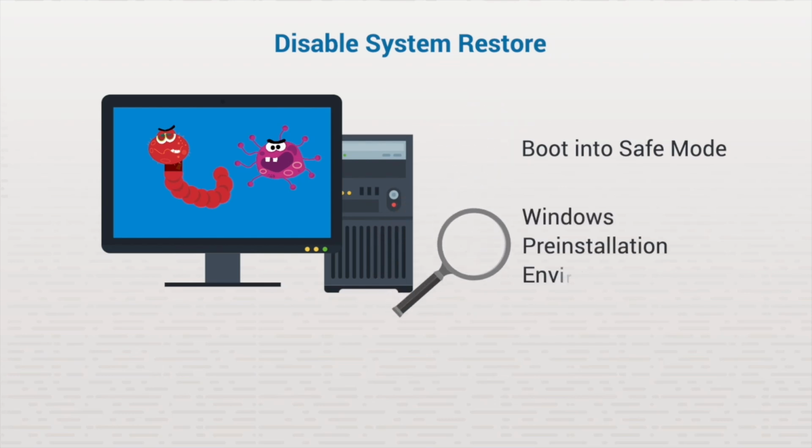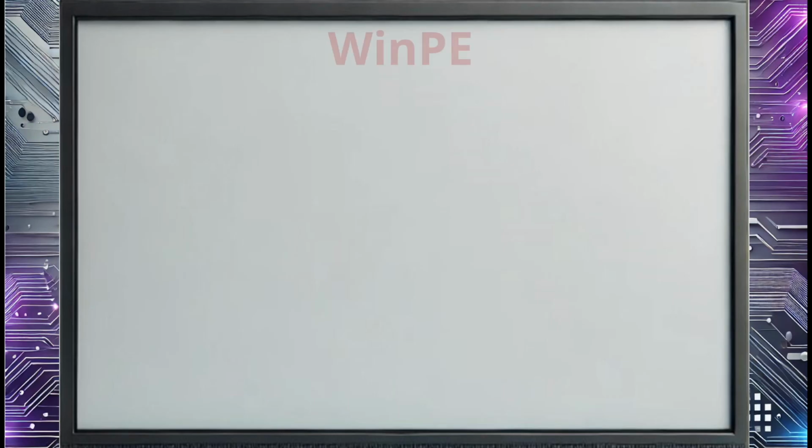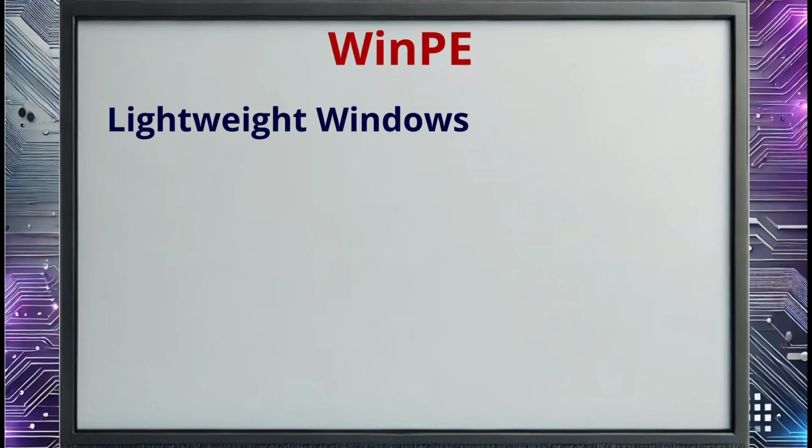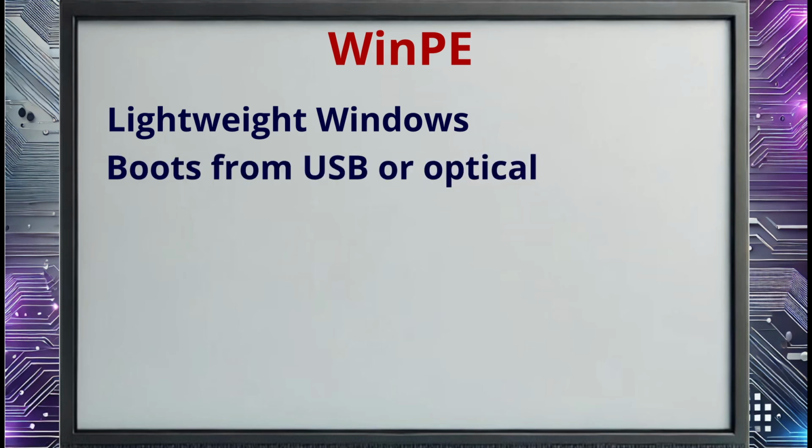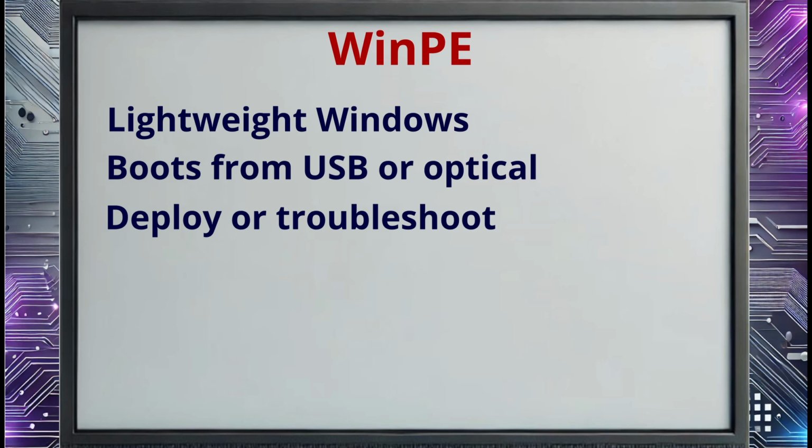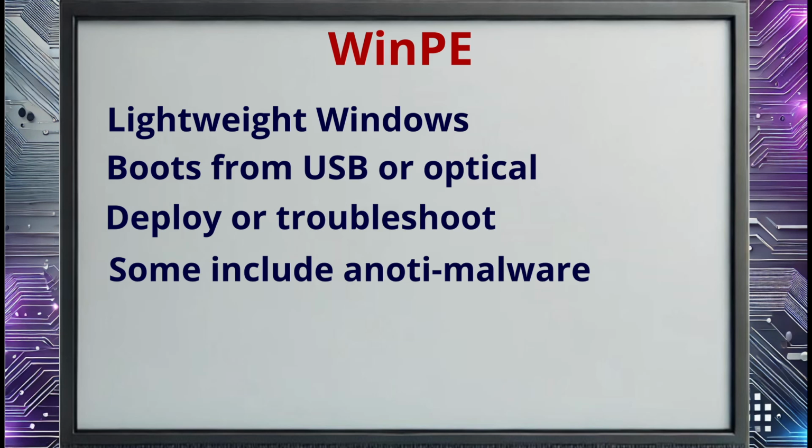You can also use a USB drive to boot the computer to a Windows Preinstallation Environment, also known as WinPE. WinPE is a lightweight version of Windows. It boots from the USB drive, and it's typically used to help deploy Windows in an enterprise environment or for troubleshooting Windows issues. You can download WinPE images that include anti-malware scanning tools to help you remediate the infection.